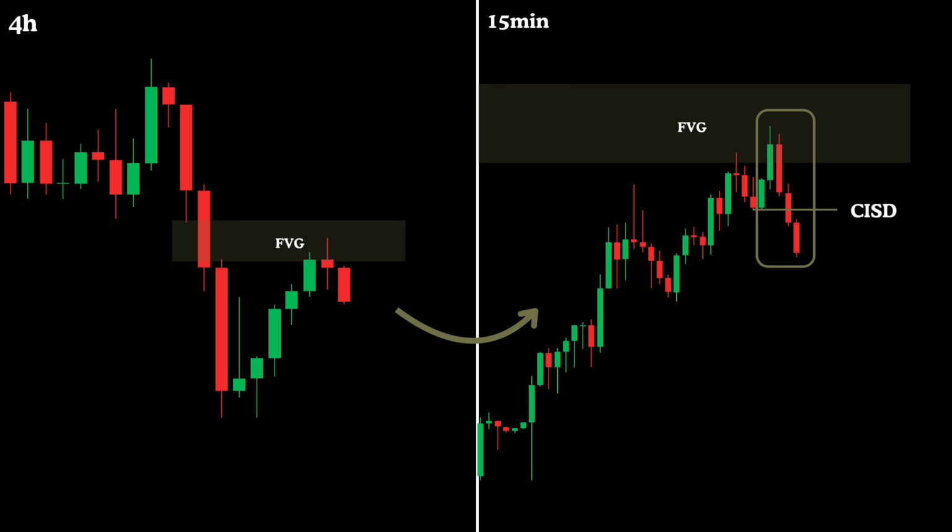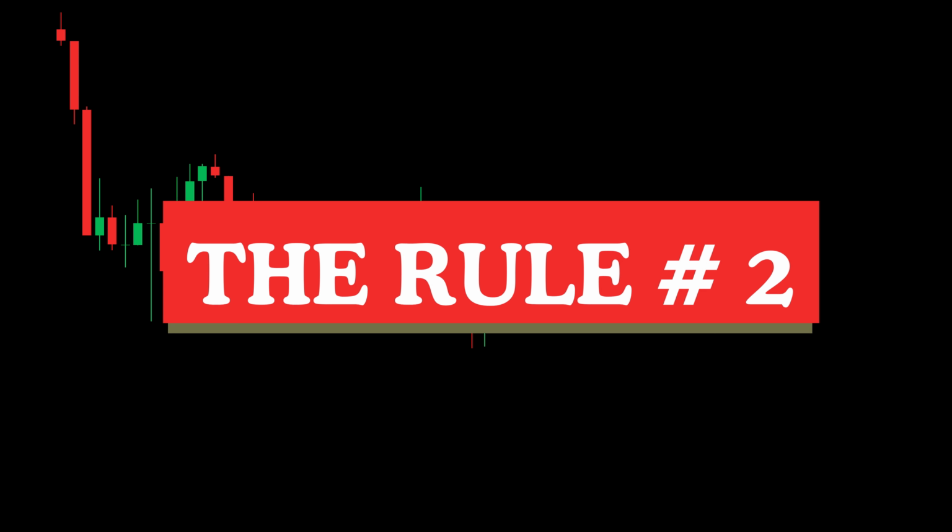increasing the reliability of the setup. If higher time frame confluence is missing, CISD may appear in an irrelevant area, lowering the chances of a significant shift and reducing trade success probability. Rule number 2. Sweep of a liquidity pool.